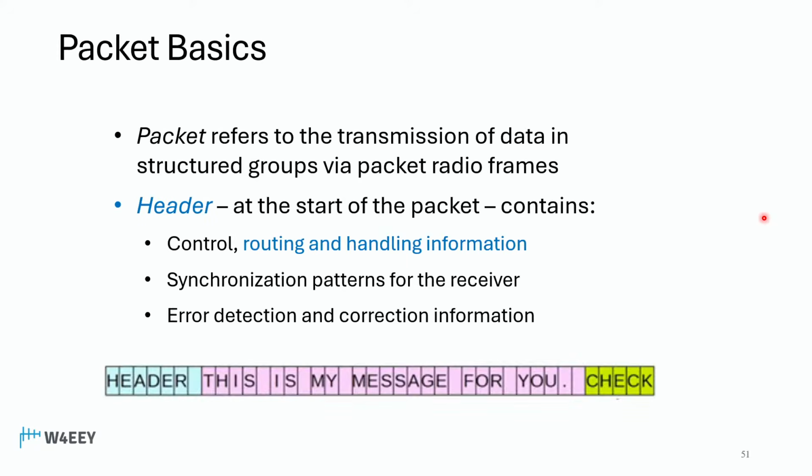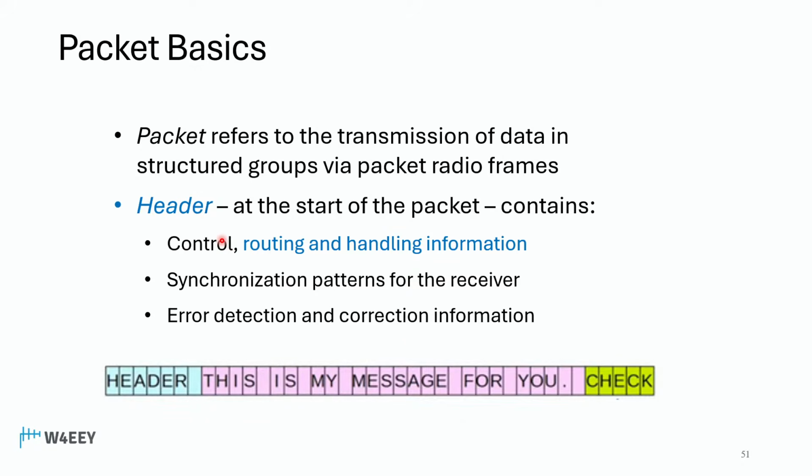With packet, however, each one of these little boxes on the bottom is what's called a byte. There's between 7 and 9 bits in each byte. And you can see that you can send an entire message at one time rather than one character at a time. And the way that it's set up, it typically will have a header and then what's called a payload. This is my message for you. And then at the end, something that's called a checksum.